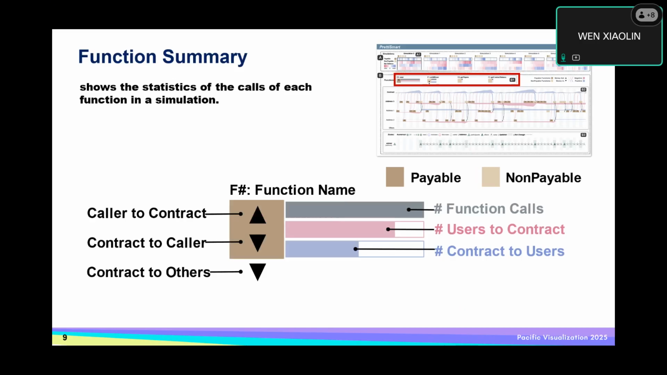And after you click one simulation, you can see the detail of this simulation. We have a function summary to show the statistic of the cost of each function in a simulation. And you can see the triangles to identify whether this function can be used to do money transfers from the caller to contract, from contract to caller, or from contract to others. And the right bar charts show the statistic information of different function call types.